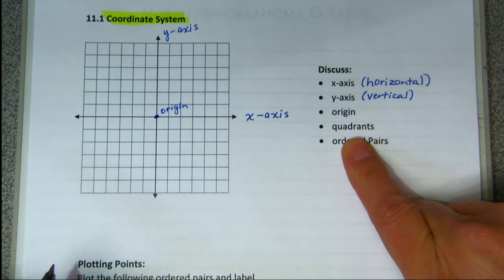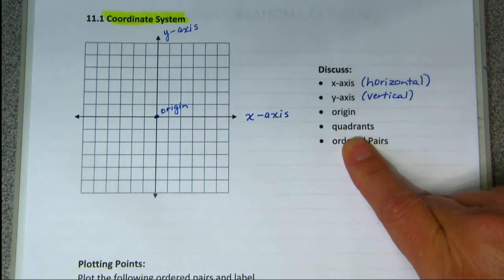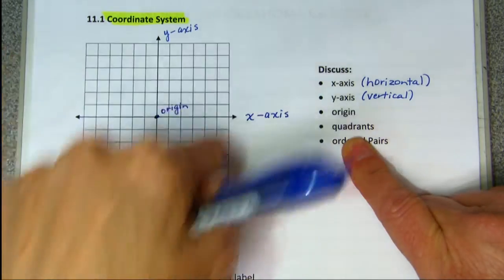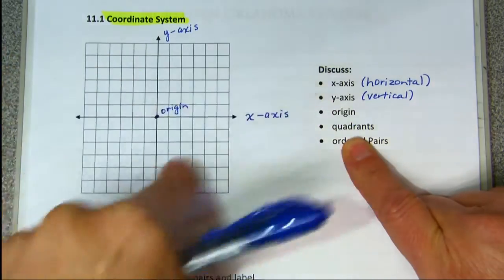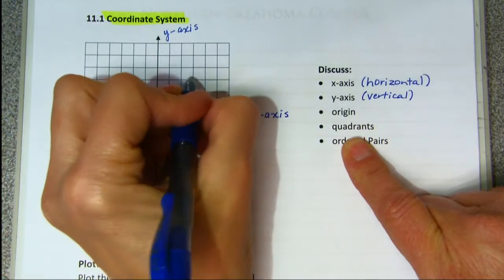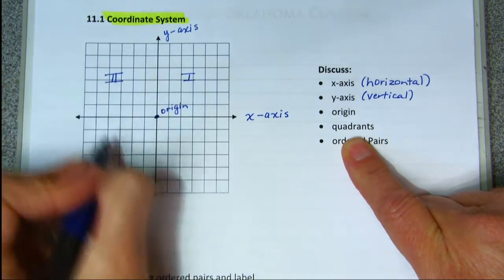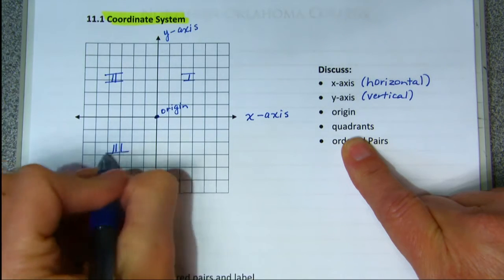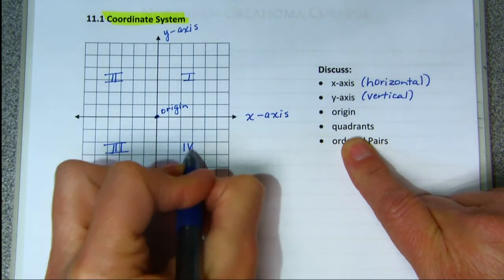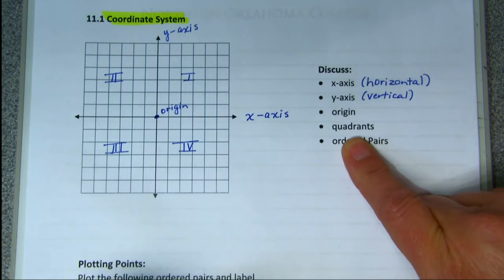We have what are called quadrants. Now, this is where it's weird. We usually start here and would go this way, but we start here and go counterclockwise. So this is known as quadrant 1, and we use Roman numbers. Quadrant 2, quadrant 3, and quadrant 4.